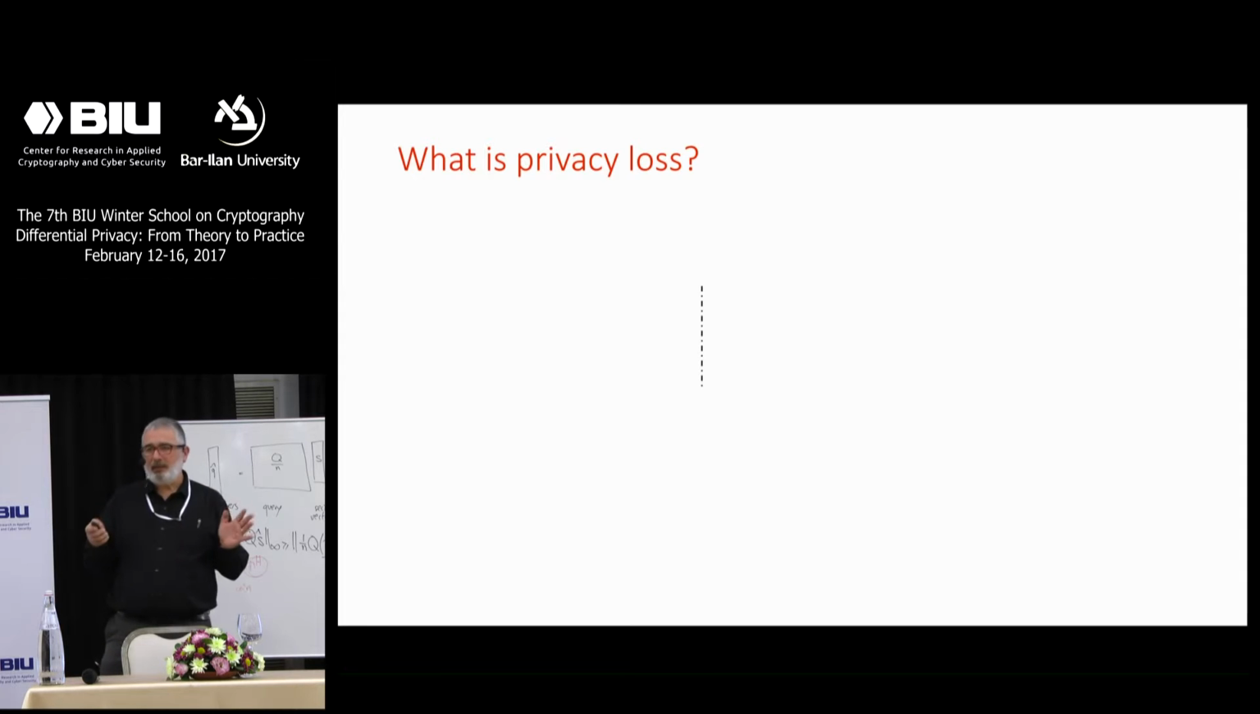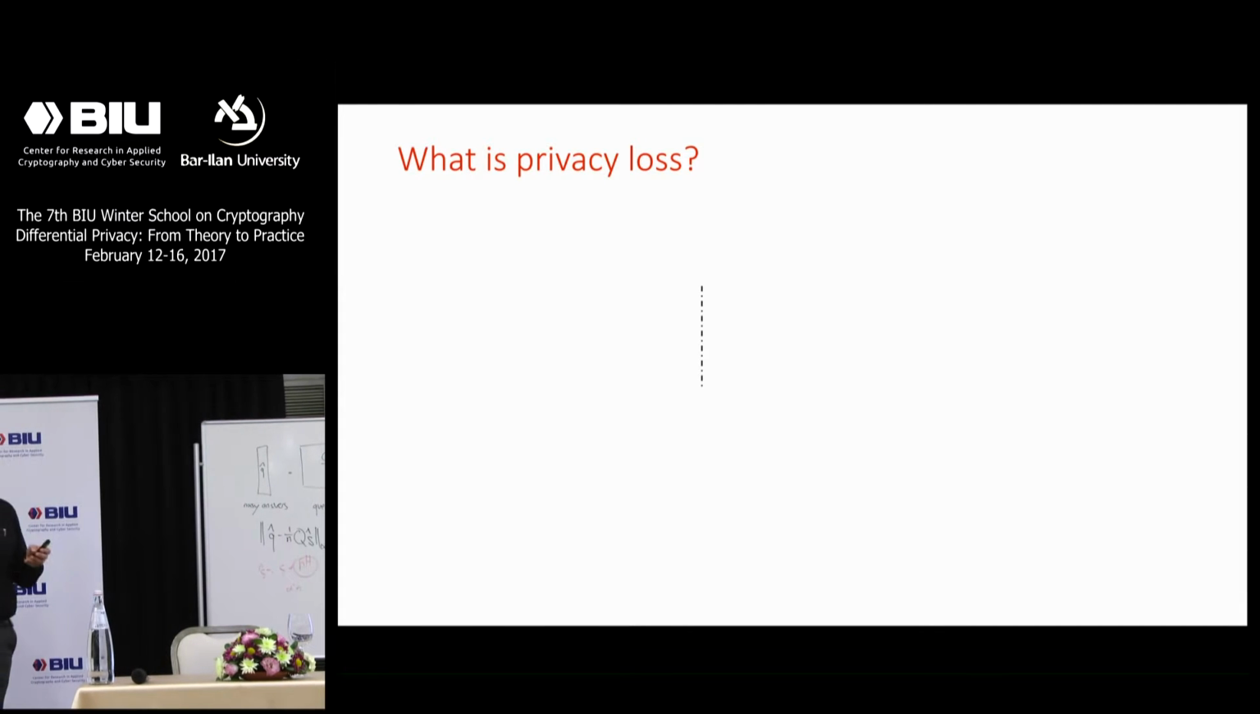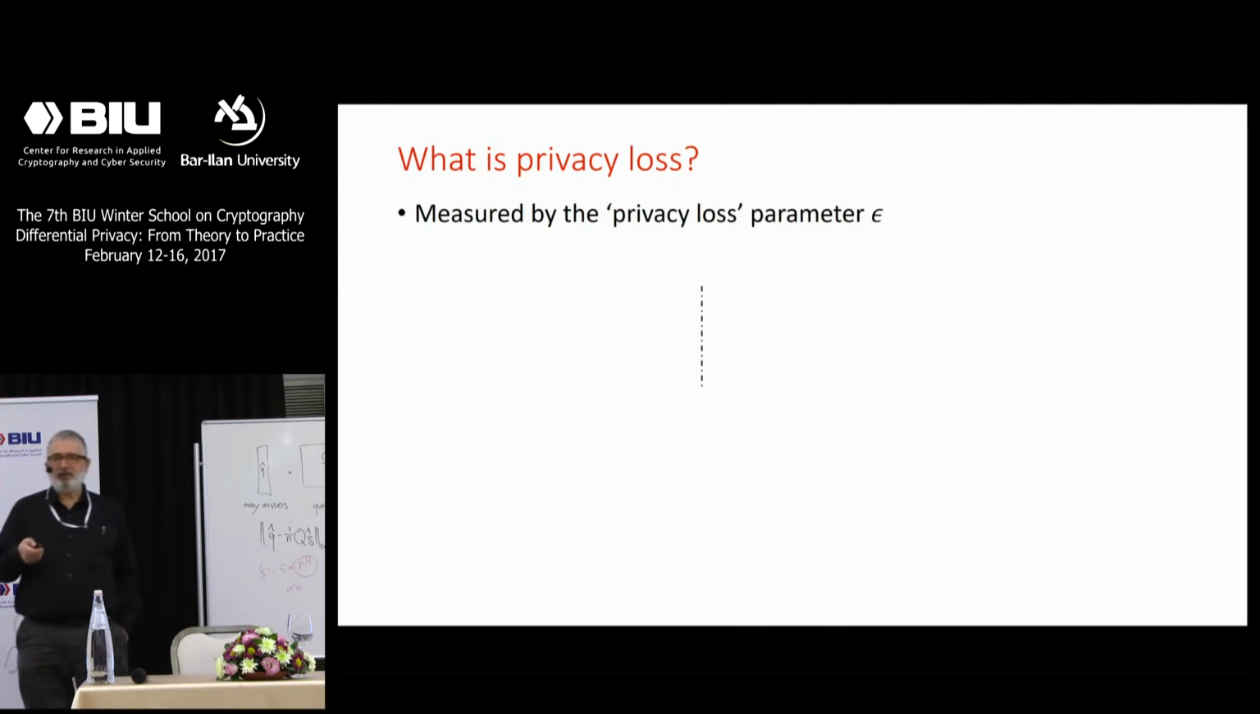So I will not be able to get into all the details of how one analyzes this game, but I want to speak about the main ideas. Okay? And one important concept is, how do we measure a notion of privacy loss in the context of differential privacy? And I want to say that this parameter epsilon is the parameter that measures the privacy loss. This is what we're interested in.